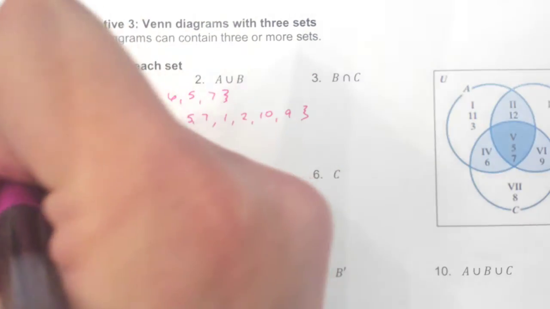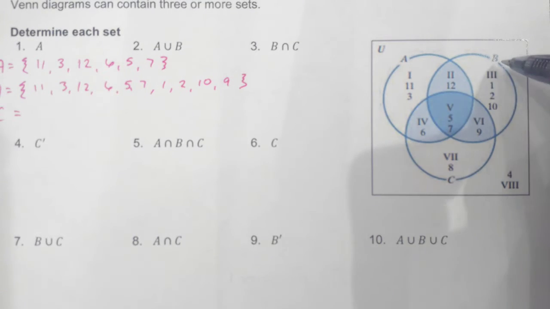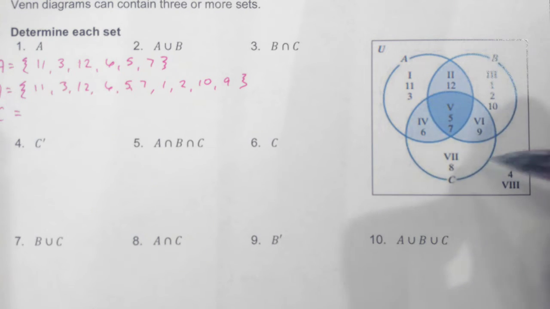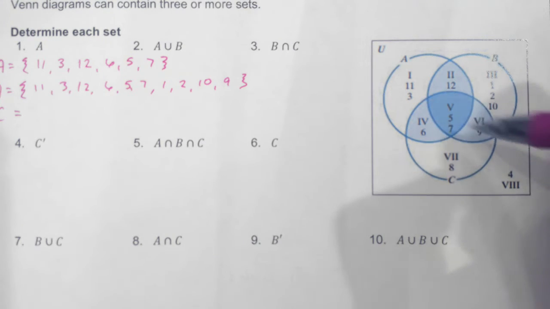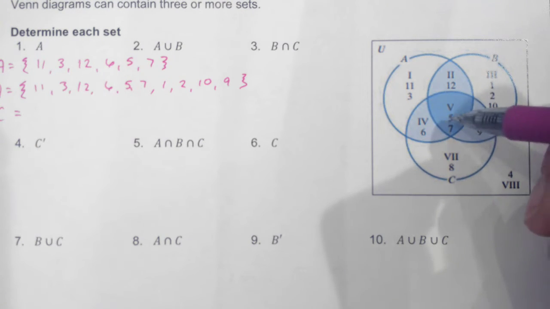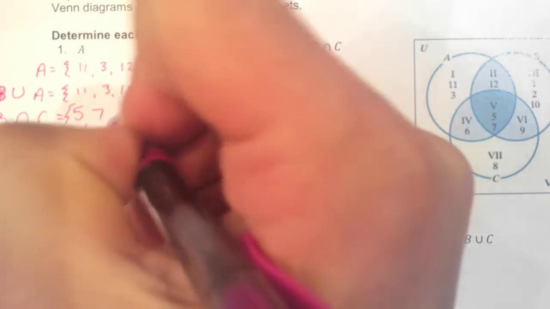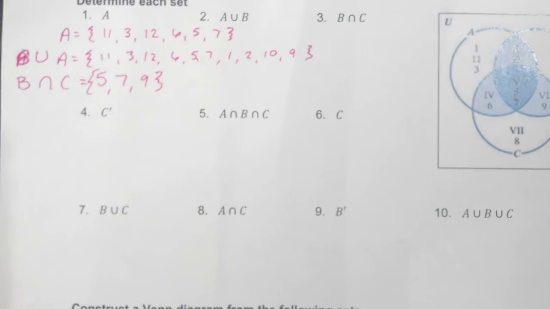Okay, number 3 there is the intersection of B and C. So that is what's in common with B and C. So B is this circle, C is that circle. So the intersection is literally where those two circles intersect. So it's these two regions here, regions 5 and 6. So what's in that section right there? 5, 7, and 9. That one, it wasn't too bad. 5, 7, and 9.